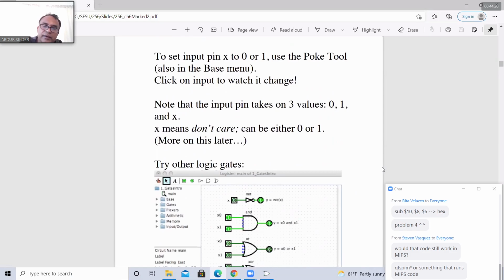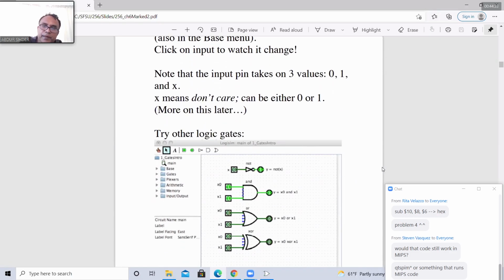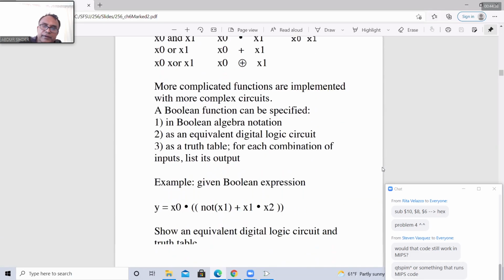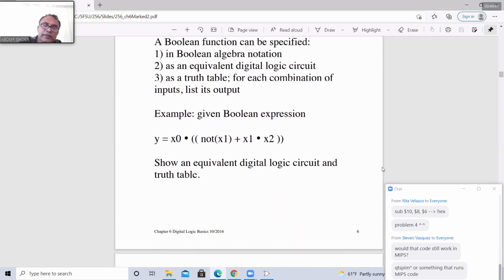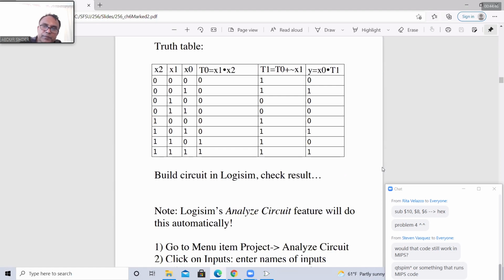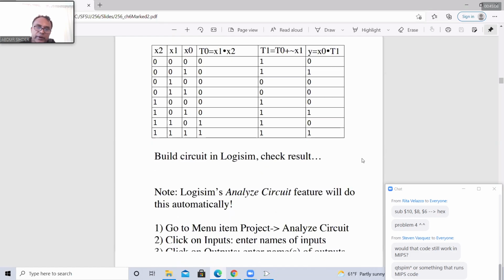You also can put in an equation or some kind of truth table, and then analyze it, and it can create the logic design for you, build the circuit. So if you have a three input, then the result for T0, T1, and Y will be like this. So you can actually implement it in the logic gate as well.